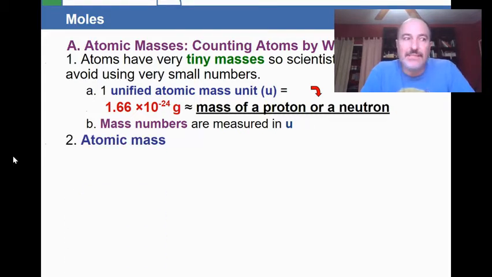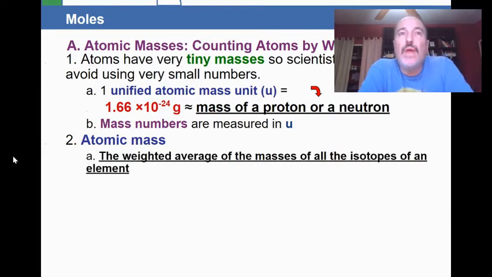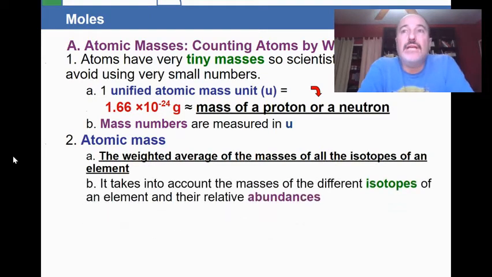Now, atomic mass, this is what we actually see written out on the periodic table. The atomic mass is different. Atomic mass is the weighted average of the masses of all the different isotopes of an element. As you know, different atoms of an element can have different numbers of neutrons and therefore different mass numbers. Carbon, for example, has several different isotopes. That's when you have the same element but with different numbers of neutrons and therefore masses.